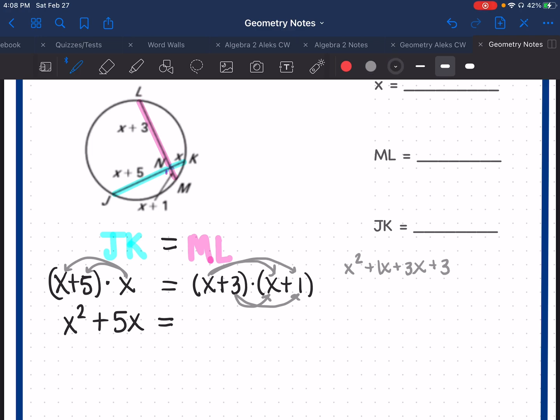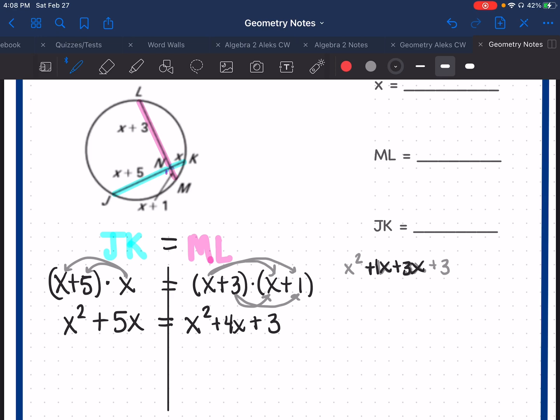Sometimes you hear it called FOIL, first, outer, inner, last. But basically what we're doing is double distributing. We're first distributing the x, and then we're distributing the 3 to everybody. 1x plus 3x would become 4x. These two are like terms, so I can add them together because they are positive, plus 3. Now I'm going to solve this equation, right? Because that's what this is. It's just an equation, and I can solve it.